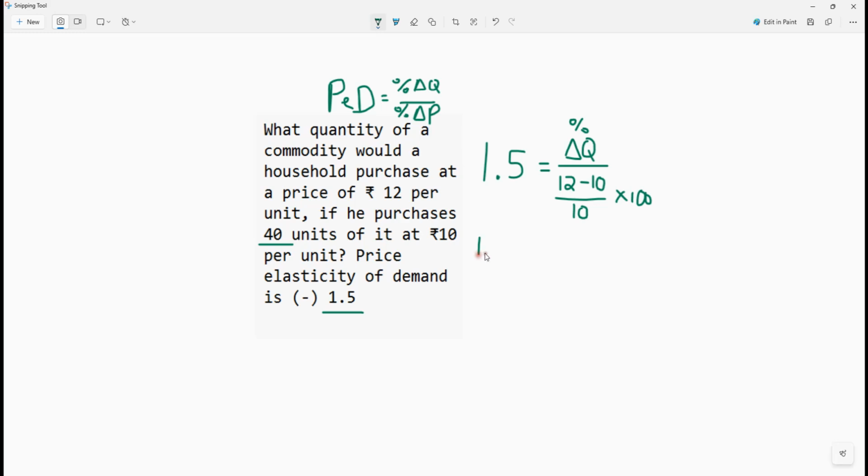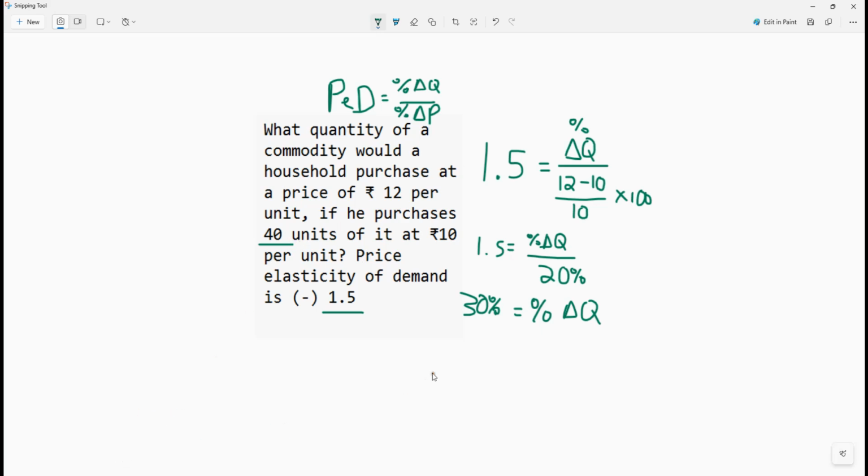So I'm going to rewrite that 1.5 over percent change in quantity. The price change is 2 rupees over 10 rupees, so 1/5, which is the same as saying 20%. So this is 20%, so the percent change in quantity is, multiplying both sides by 20%, 30%. So we're going to get a 30% decrease from 40.